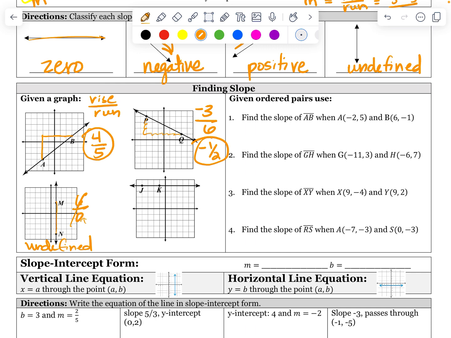And this one, the rise is nothing, right? If I start at J, I did not go up or down any. So it's 0 over 1, 2, 3. 0 over 3. Well, that's just a slope of 0.